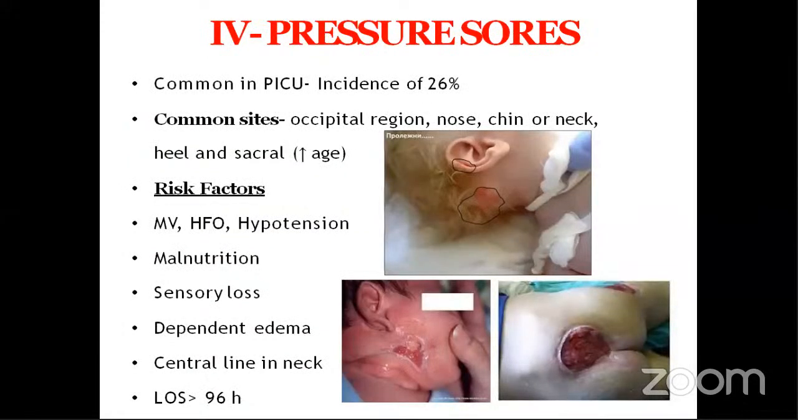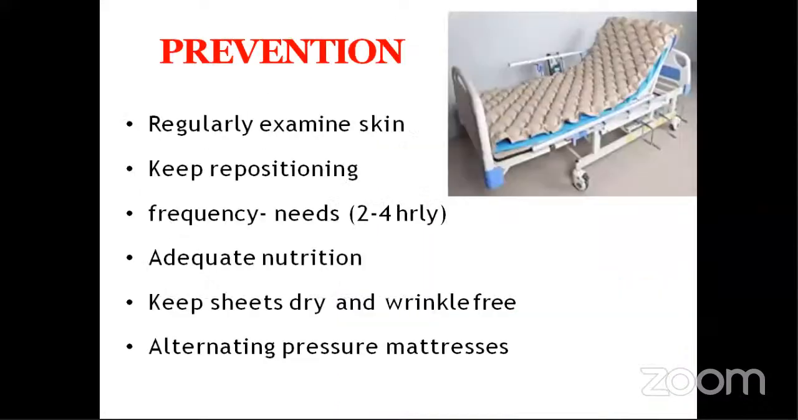Next is pressure sores. They're common in PICU, incidence is 26%. Common sites are occipital region, nose, chin, neck, heel, sacrum. Risk factors are everything that you're using in ICUs: mechanical ventilation, hypotension, malnourished patient, sensory loss, dependent edema, central line in the neck, so commonly used in ICUs. If length of stay is more than 96 hours, the patient is predisposed to developing them.